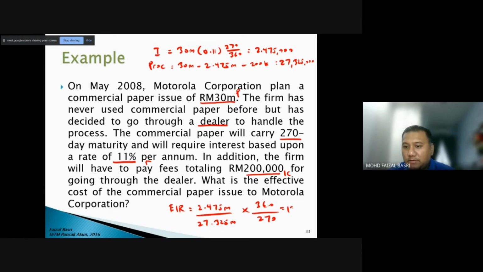So here we have 12.08 cents. Okay, so higher than 11%, obviously. So the effective interest rate for this transaction is 12.08%.